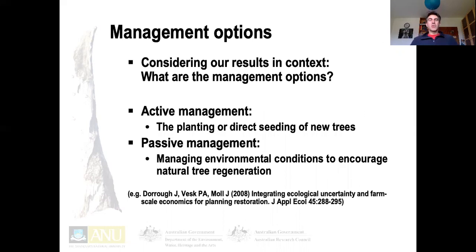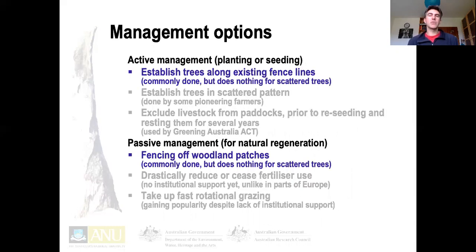So management options then are essentially two. If you think you have a problem with trees in this landscape, there are essentially two things you can do. You can either plant or seed new trees, or you can have sort of passive management where you allow the environmental conditions to be such that trees can naturally recover. Let's take a look at that. When it comes to active management options, then typically what people have done in the past in a restoration context is that they have planted trees in straight rows along existing fence lines. It's commonly done, but it doesn't really do anything for scattered trees.